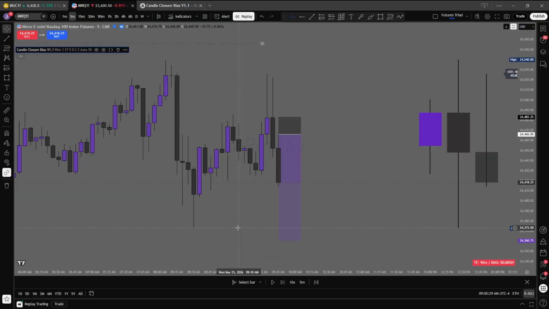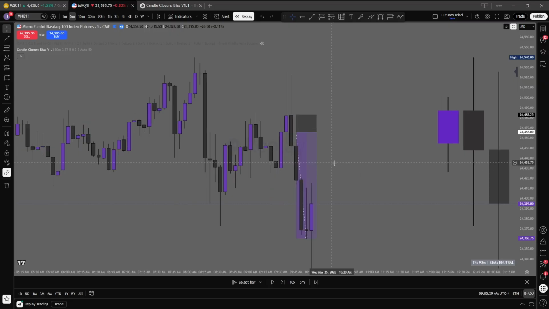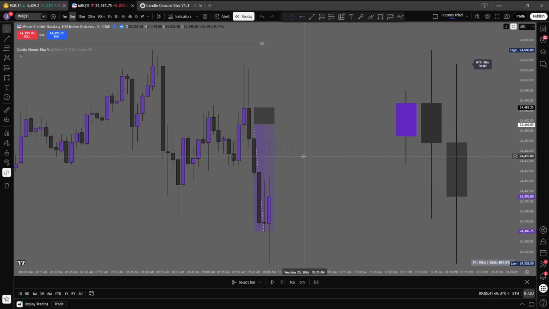I set my TP at this low and let it run down here. So you can see it goes straight to TP. All right. Once you combine the strategy with your entry model, this strategy becomes a very high probability strategy, and it's very simple to use.